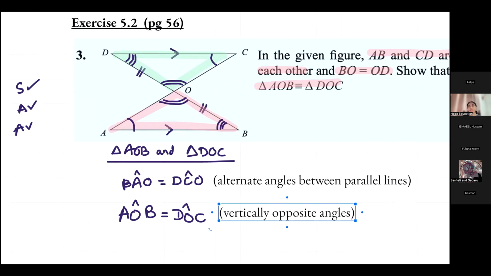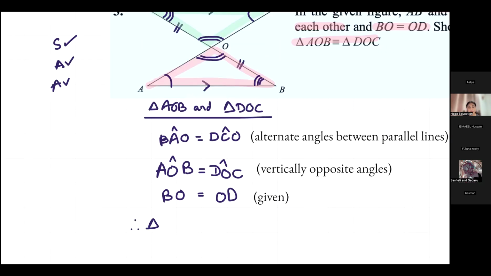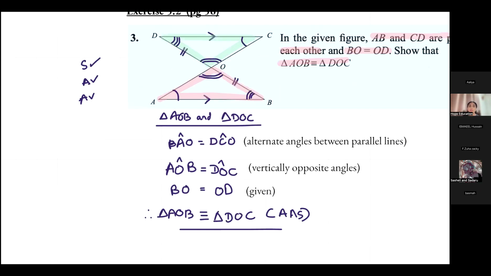For AAS, we need two angles and one side. For the side, I will write BO equals OD. And why are they equal? Because they have been given, no? Since all of these are equal, according to the case that we have learned, AAS, we can say triangle AOB is congruent to triangle DOC. Reason: AAS. Is this clear to you, Lamai? Give me a thumbs up.